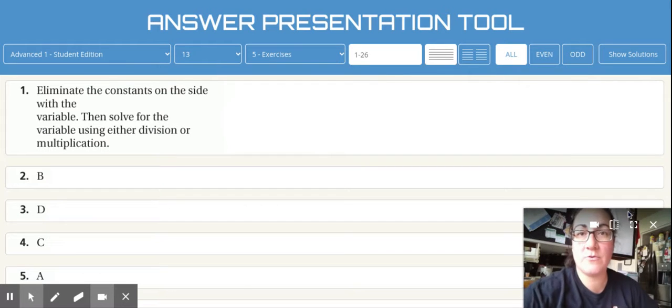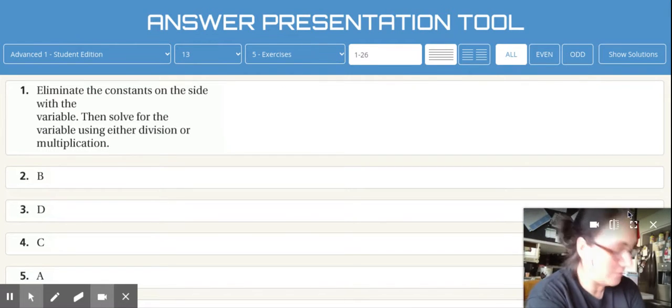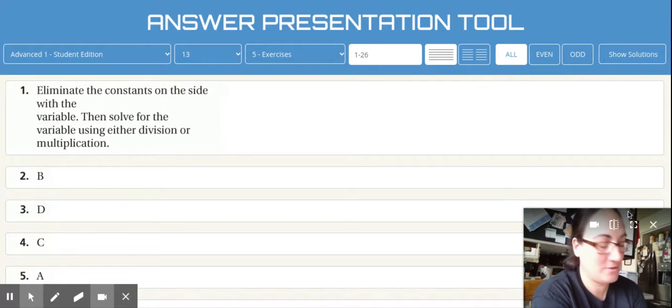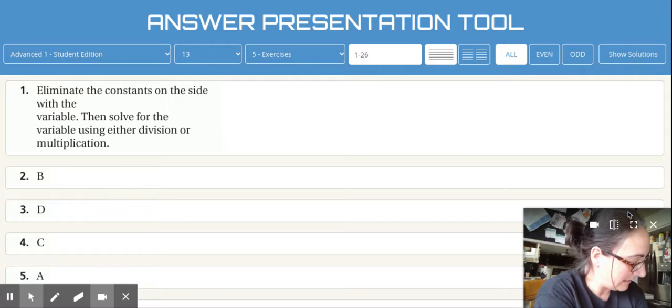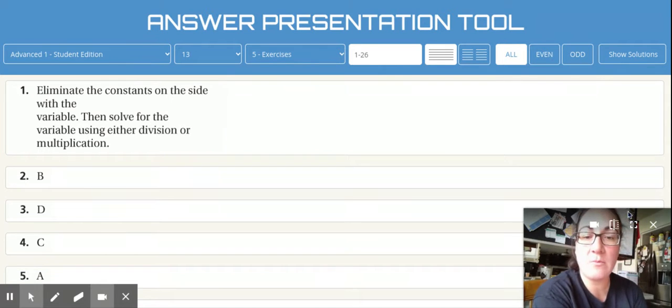I just wanted to go over the answers with you from page 586 that I assigned for this week, solving two-step equations, and you did 1 through 26. I'm going to turn off the camera so you can just look at the screen and focus on the answers. So remember to pause as often as you need to, rewind if you need to, and just check out your answers.